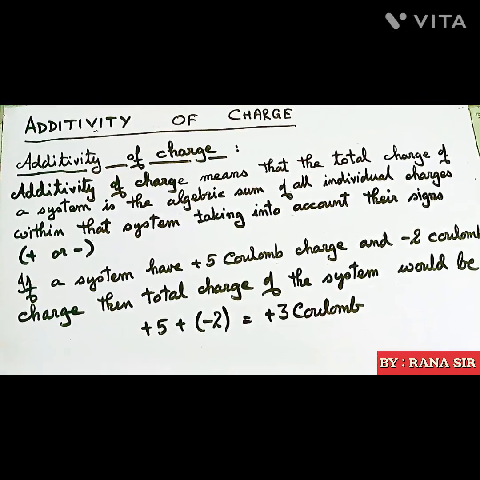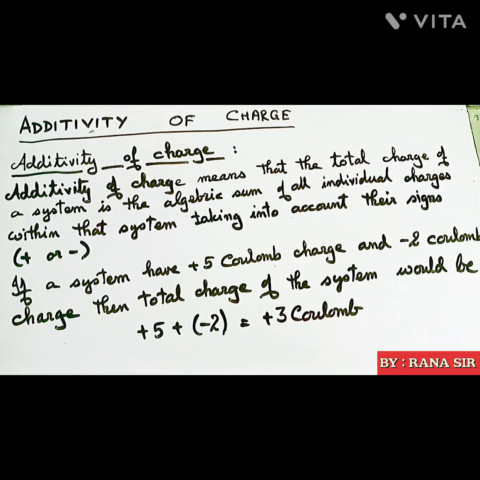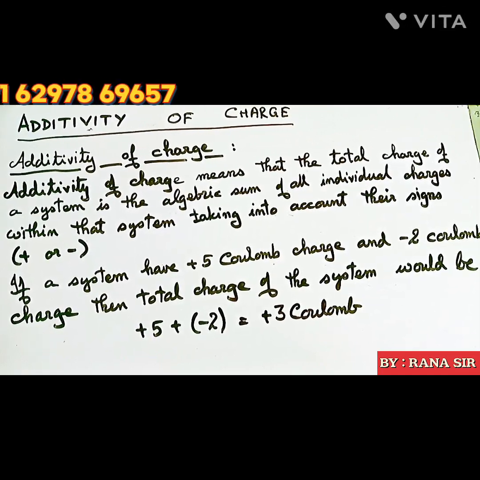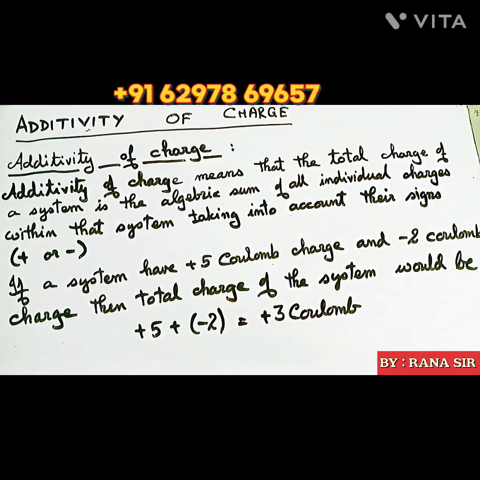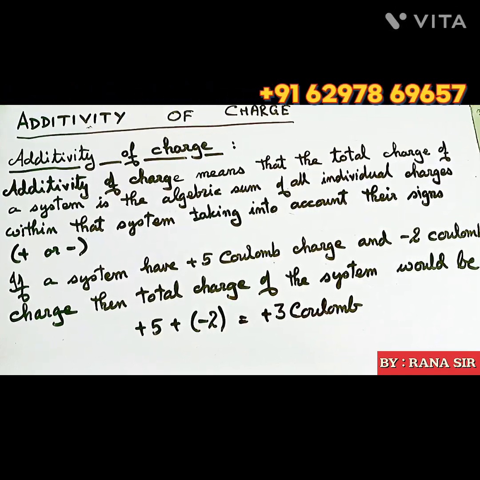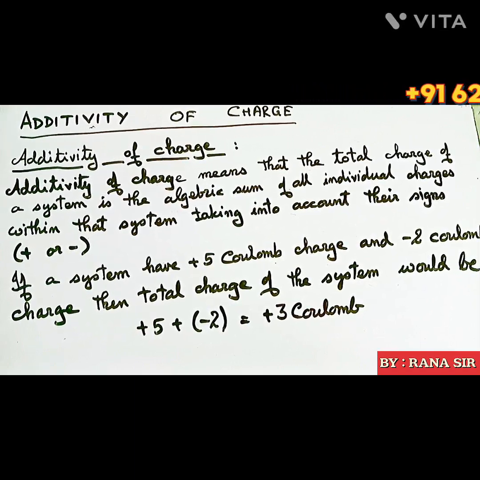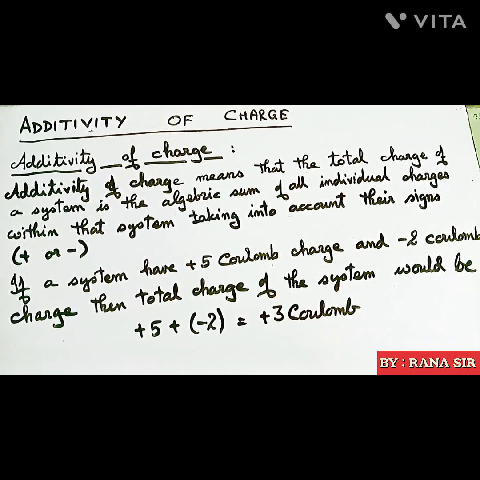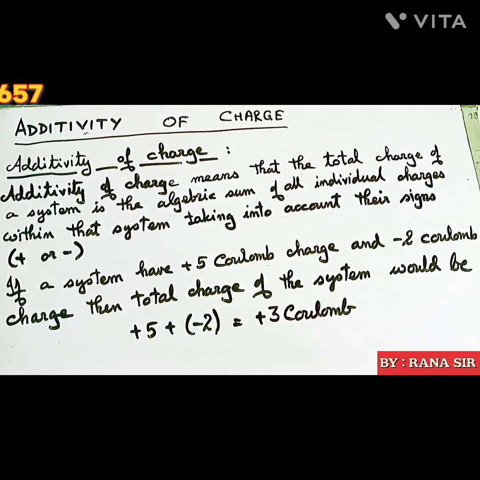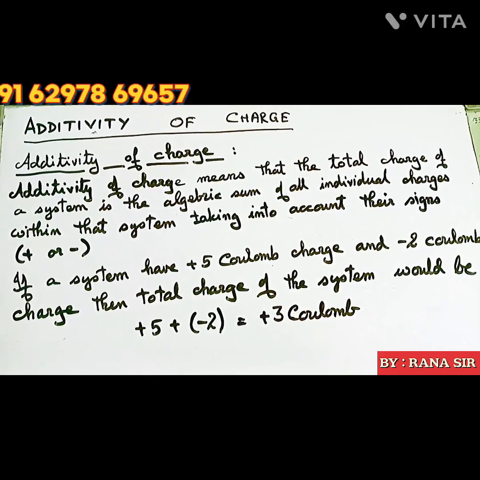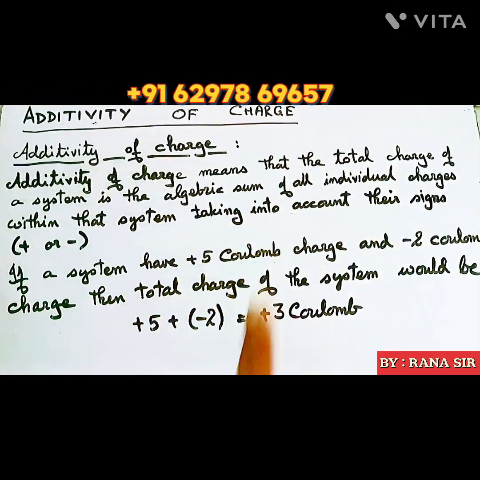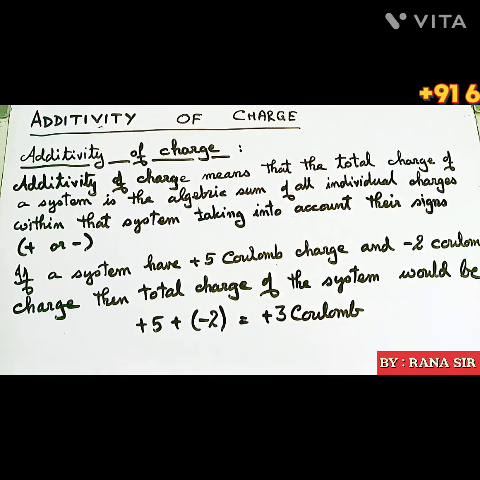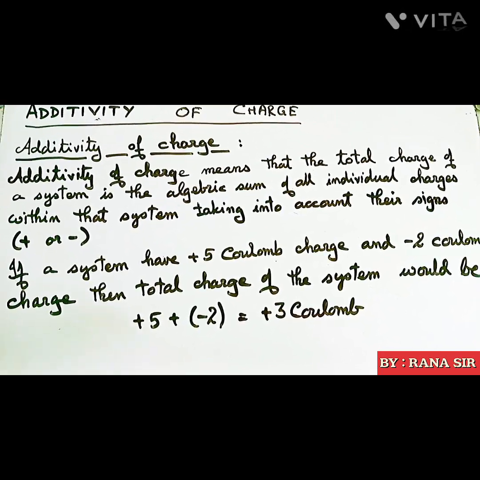So the topic is additivity of charge. Additivity of charge means that the total charge of a system is the algebraic sum of all the individual charges within the system, taking into account their sign, positive or negative. With an example we will try to understand. If a system has 5 coulomb charge and negative 2 coulomb charge, the total charge of the system will be what? Algebraic sum. So plus 5 plus minus 2 is equal to plus 3 coulomb. So it is the algebraic sum.